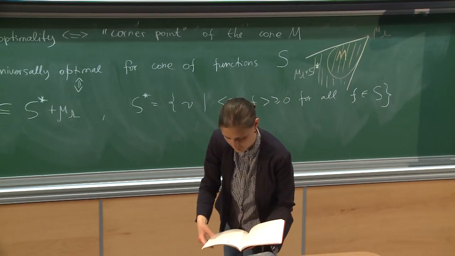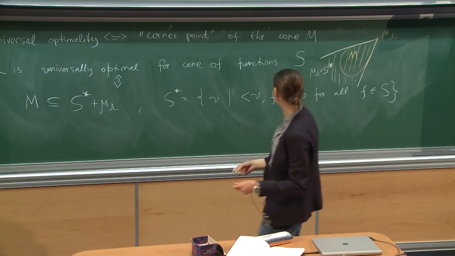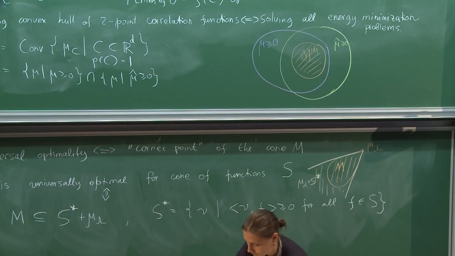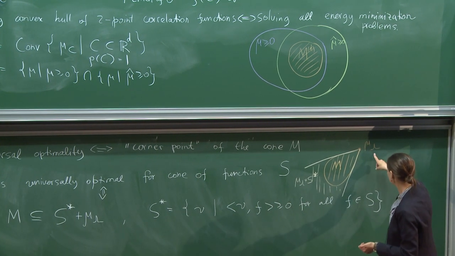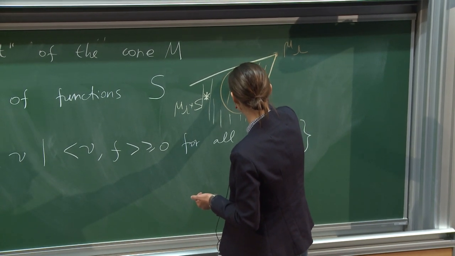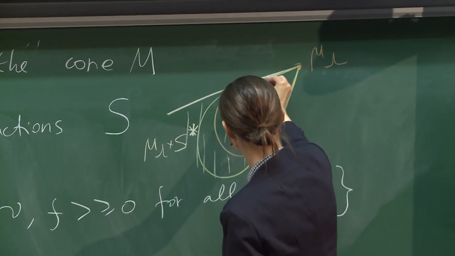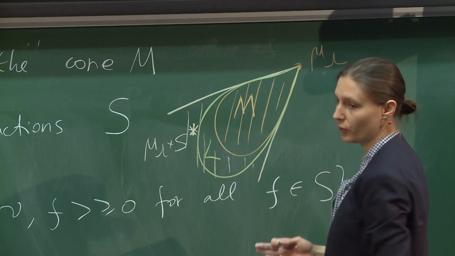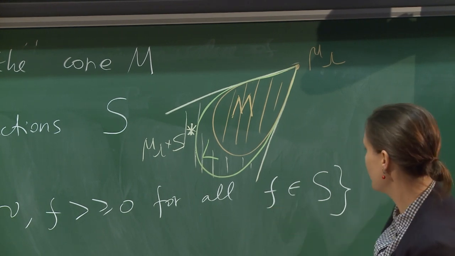And so what is special about dimensions 8 and 24 is that for the cone L, this point mu lambda also has to lie between our cones. It has to lie exactly here. So it needs to have exactly the same corner. And in this case, we can prove universal optimality by linear programming.